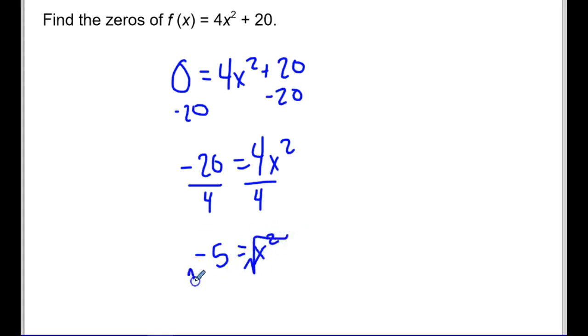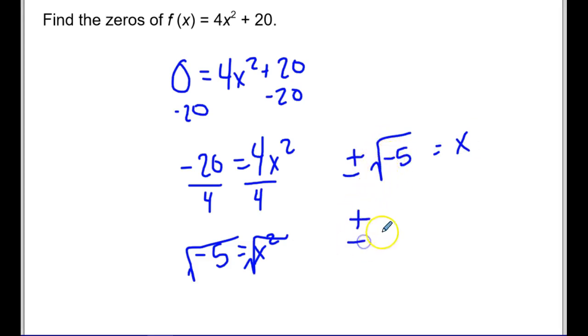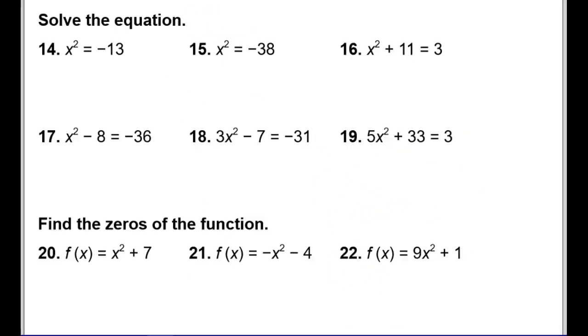So to undo the squaring, I take the square root. So I have a plus or minus. We always have to have that included of a negative 5 equals my x. Well, now I have this negative, and I don't want to leave this inside my radical. So I can pull out my i times the square root of 5 equals x. So these are the two roots, the imaginary roots of my quadratic. So now here are a few more for you to try and see how you can do with these.